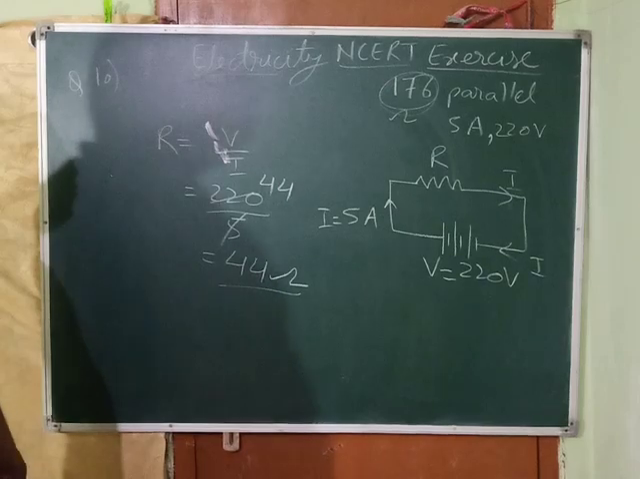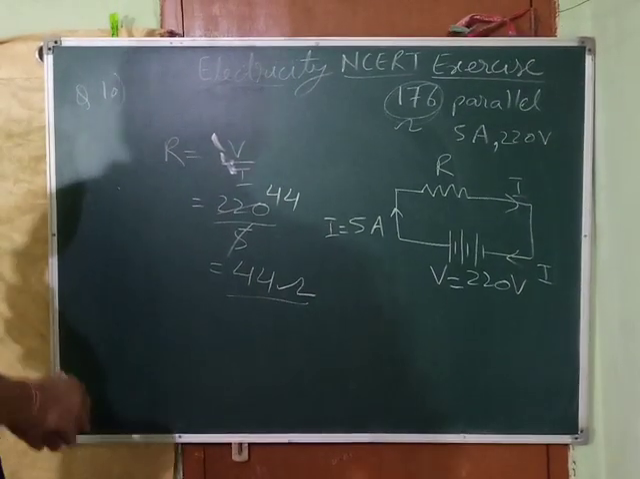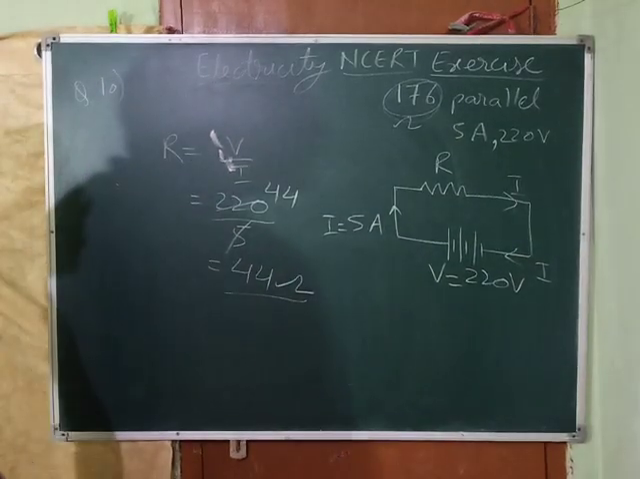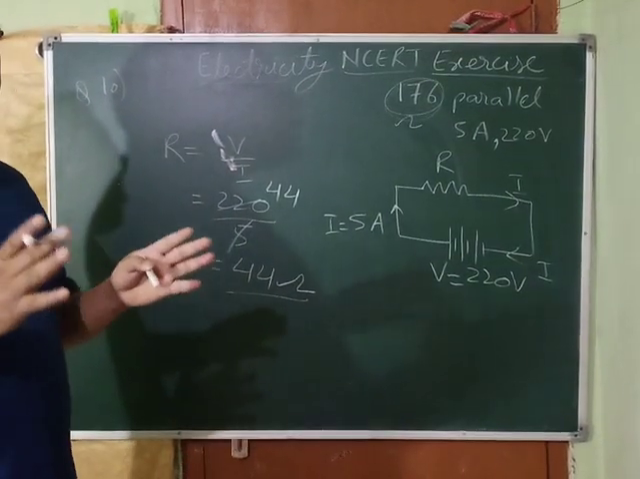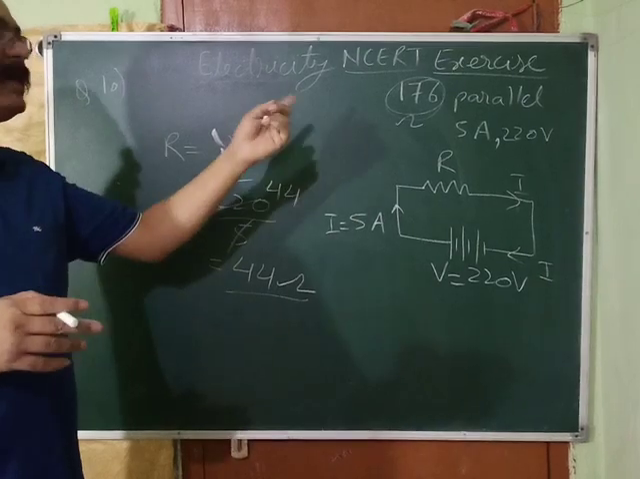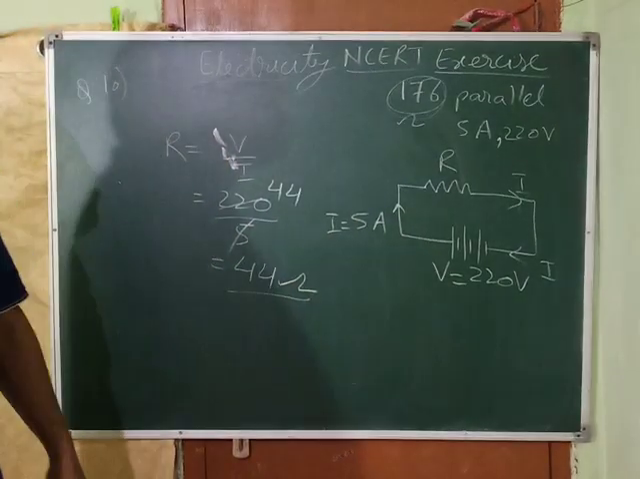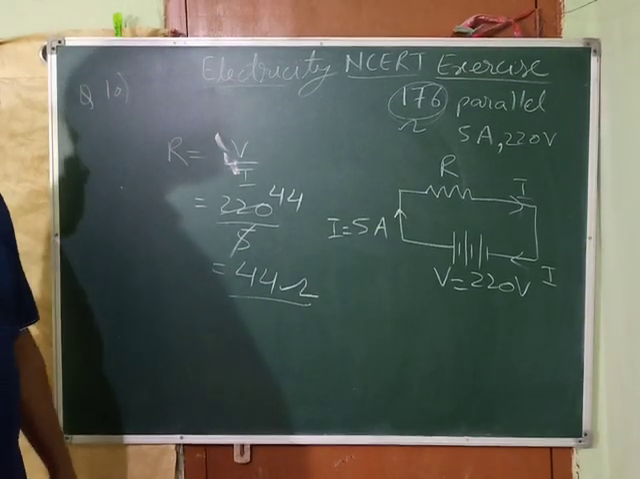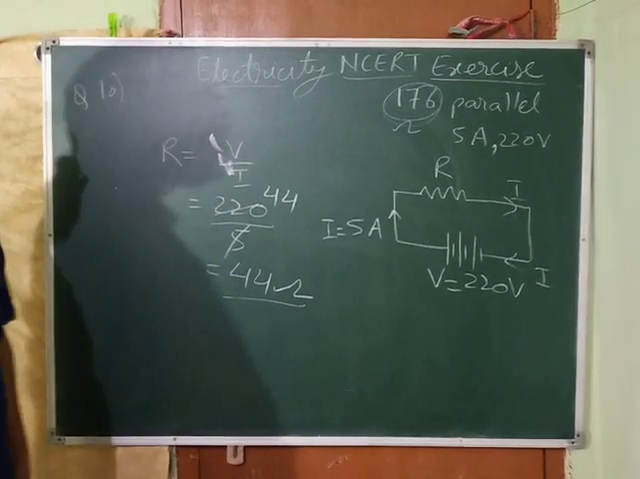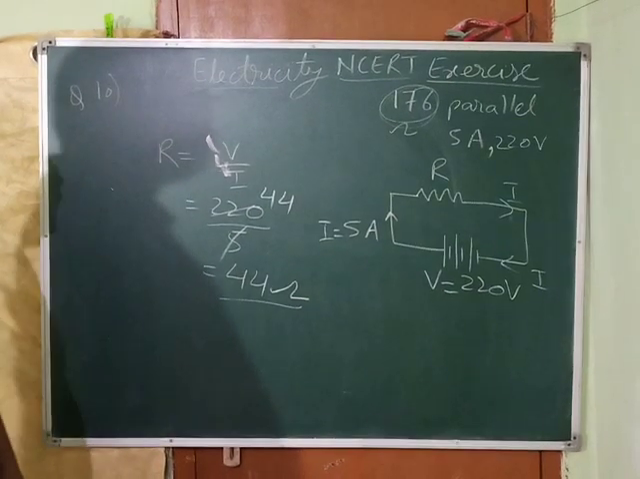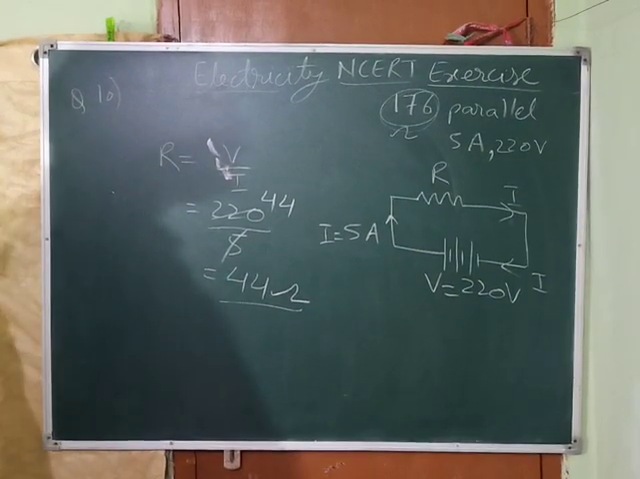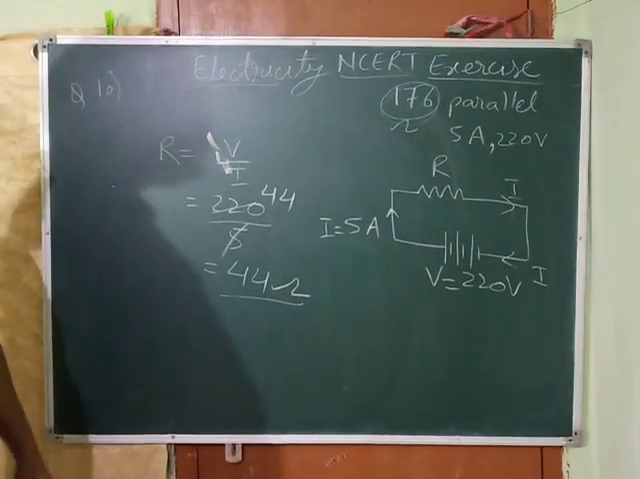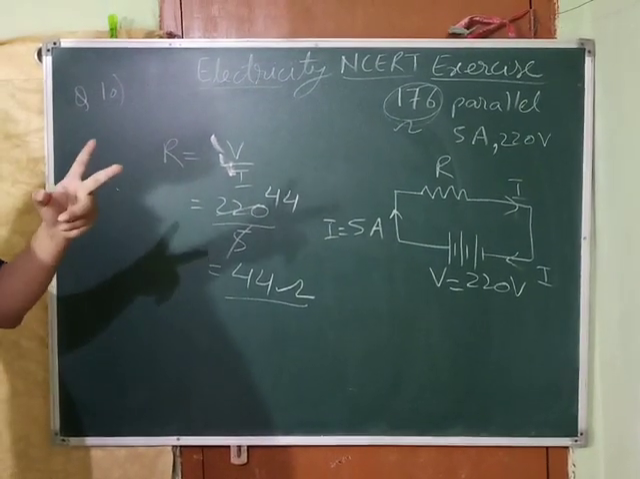Now if we connect two resistors in parallel, the total resistance we get is half of 176. Half of 176: half of 100 is 50, half of 70 is 35, 50 plus 35 is 85, half of 6 is 3, and 85 plus 3 is 88. That means 88 is half of 176, when we connect two resistors in parallel.